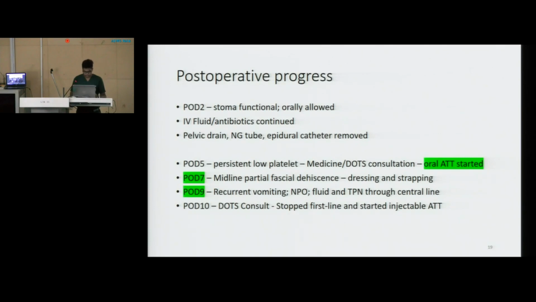However, her platelets were quite low and we took a medicine doctor's opinion and they advised us to start the patient on oral ATT. Unfortunately, on day 7, she had a midline partial fascial dehiscence which was managed by regular dressing and strapping.